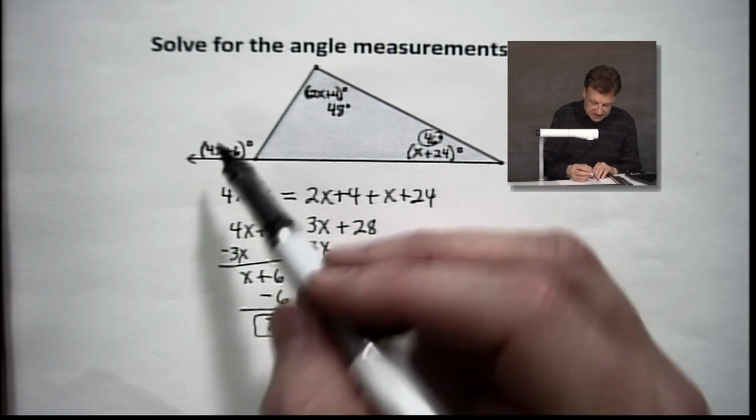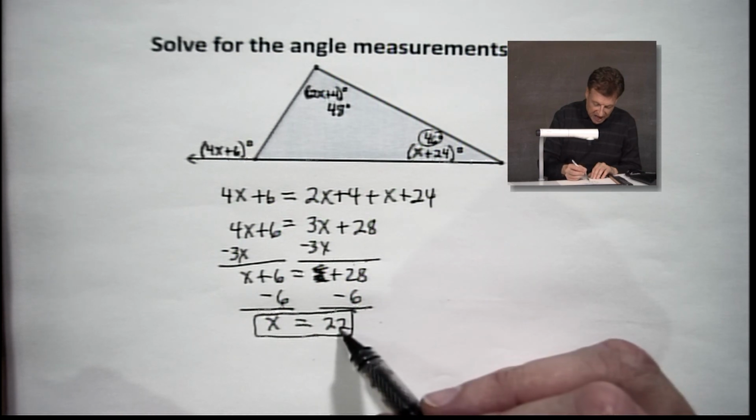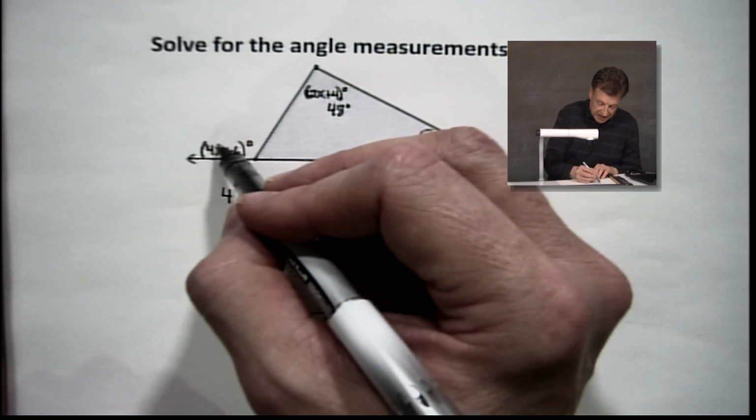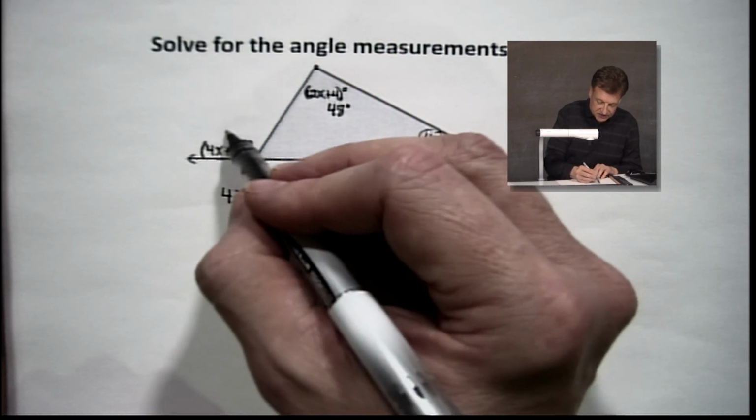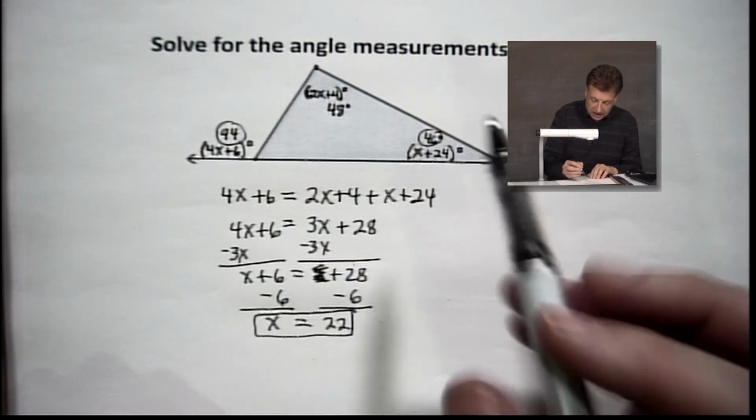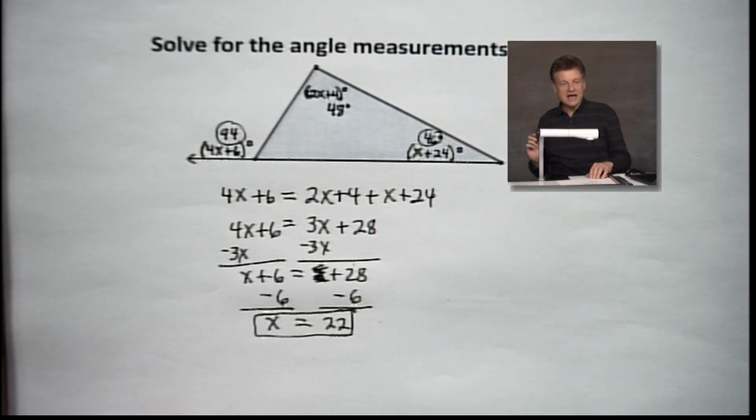And last but not least, let's put it out here. Let's see, we've got 4 times 22, that's 88. 88 plus 6 looks like 94. My question is, are 46 and 48 going to add up to that? Yes, it will give us 94.